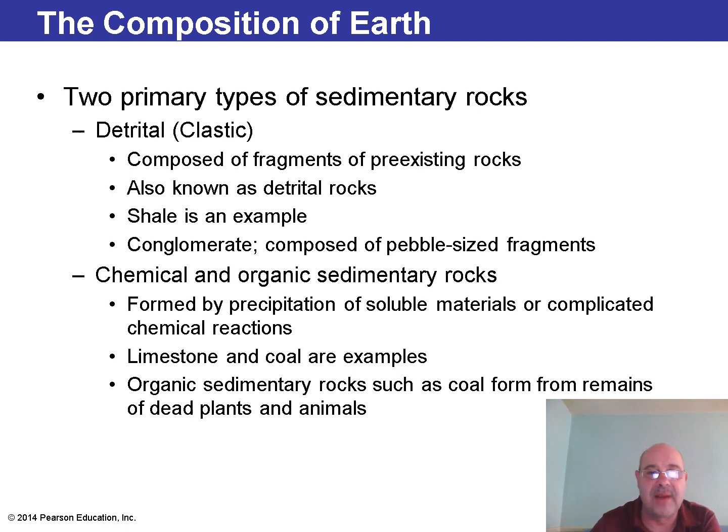So we have two primary types of sedimentary rocks: detrital or clastic, composed of fragments of pre-existing rocks. So it's chunks of rocks that have been glued together, also known as detrital rocks. Shale is an example of that. Conglomerate, that's the one. We see a lot of shale, but if you're running around on a riverbed, you can find some conglomerate composed of pebble-sized fragments. I actually found a shark's tooth one time inside a conglomerate.